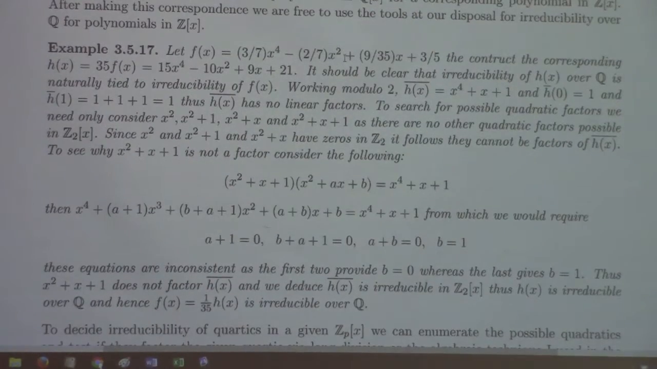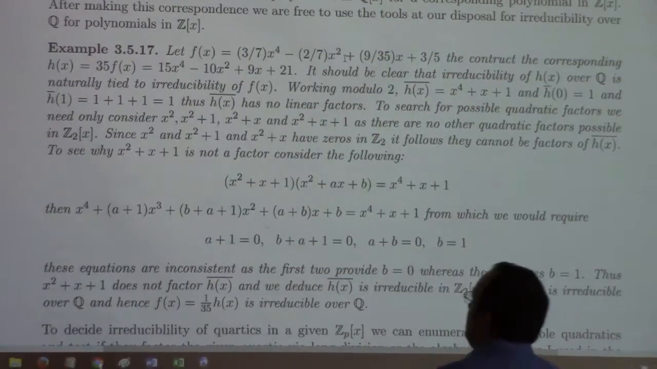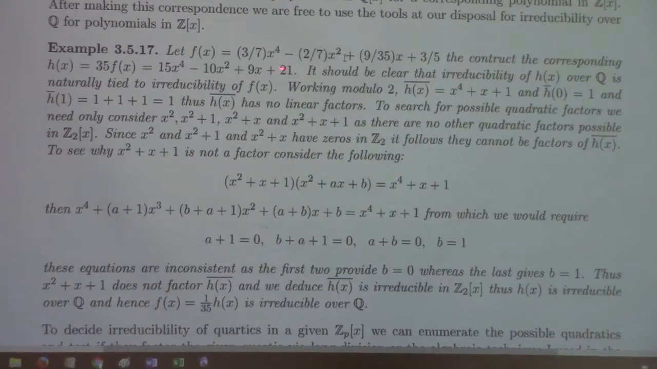I'm going to show you this example, though. This is really interesting, this one here. So here we have f of x is 3/7 x to the fourth minus 2/7 x squared, 9/35 x plus 3/5, all right?